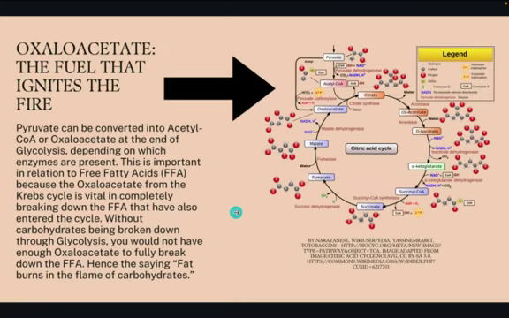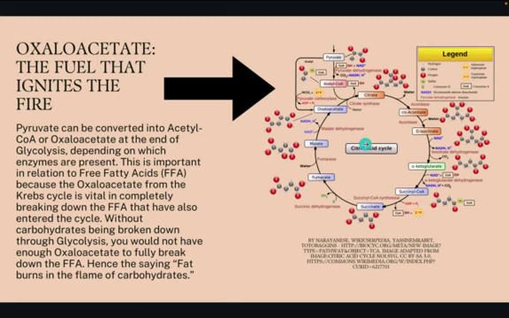This is my aha moment here. Oxaloacetate, the fuel that ignites the fire. Pyruvate can be converted to acetyl-CoA or oxaloacetate at the end of glycolysis, depending on which enzymes are present. This is important in relation to free fatty acids because the oxaloacetate from the Krebs cycle is vital in completely breaking down the free fatty acids that have also entered the cycle. Without the carbohydrates being broken down through glycolysis, you would not have enough oxaloacetate to fully break down the free fatty acids. Hence the saying, fat burns in the flame of carbohydrates.